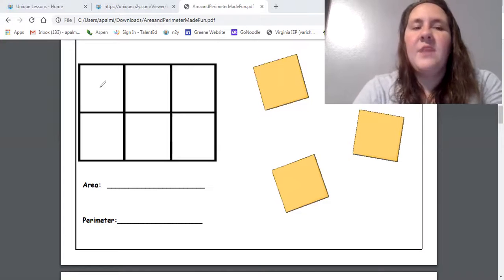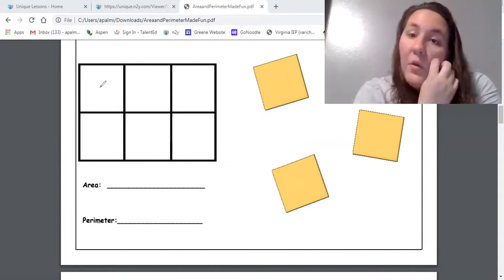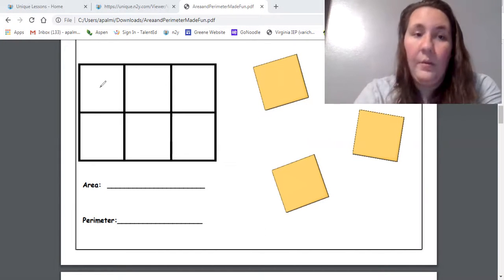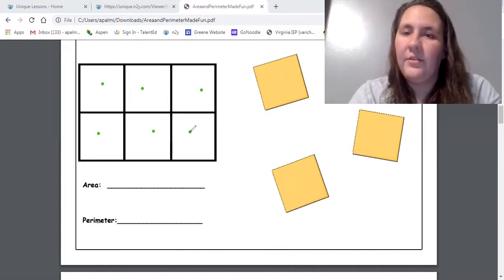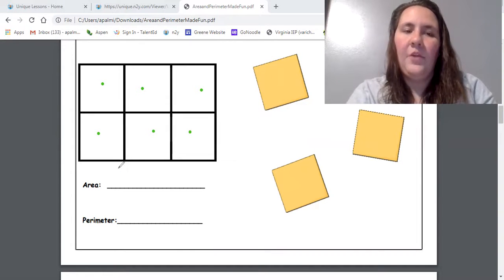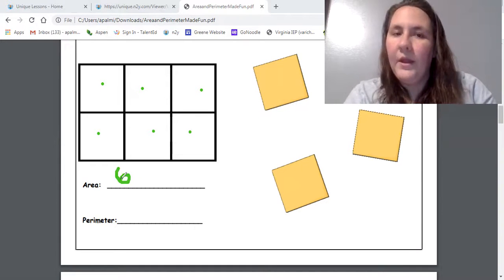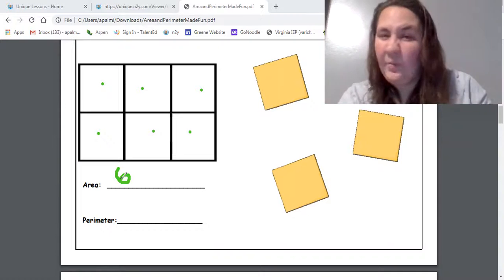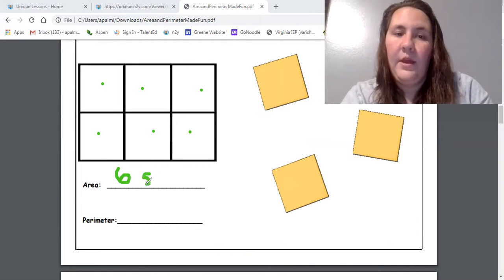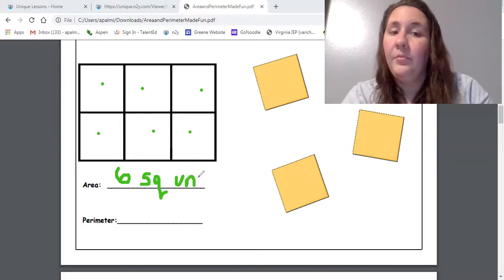Inside, very good. So let's count the inside together. I want you to touch it with your finger, or you can touch them on your worksheet at home. Are we ready? 1, 2, 3, 4, 5, and 6. Beautiful job. 6. And do I write units or square units? Square units, very good, because remember this is the whole space, so it's a bigger number. Square units.